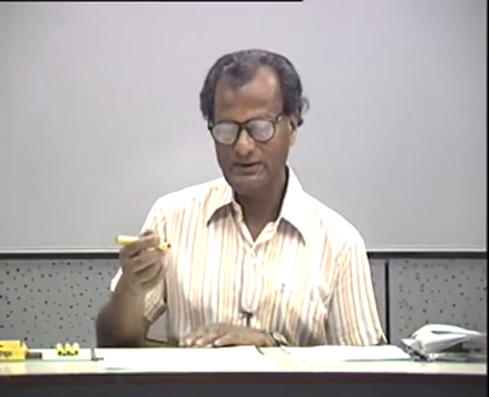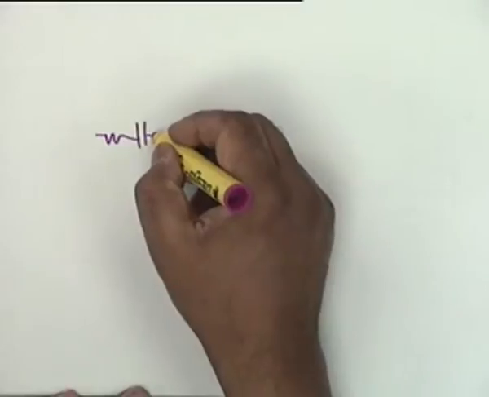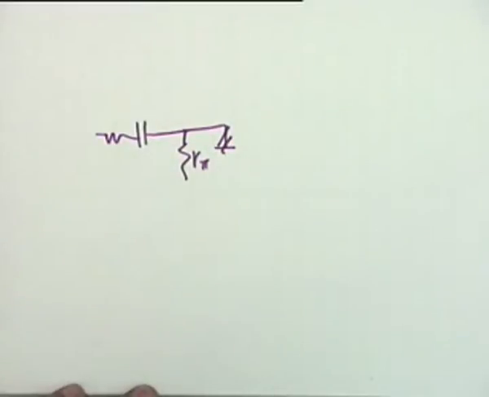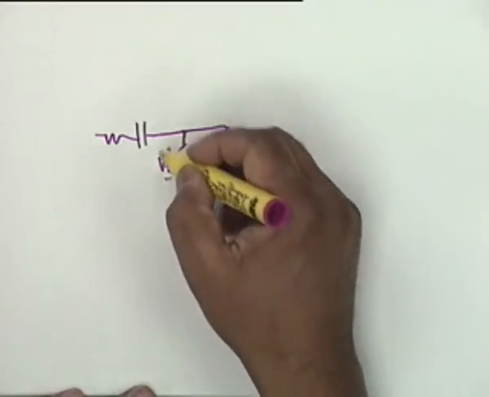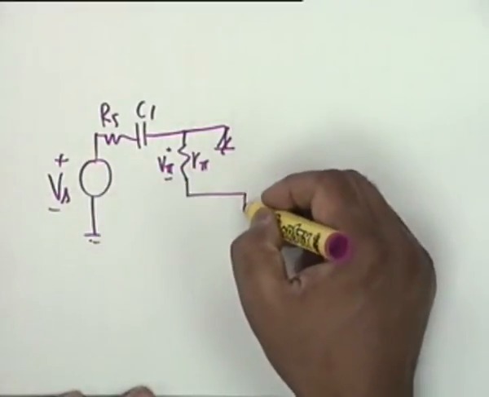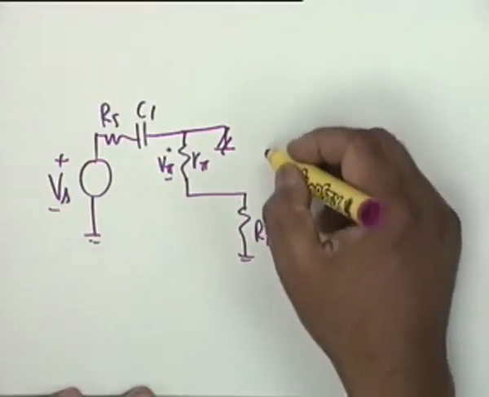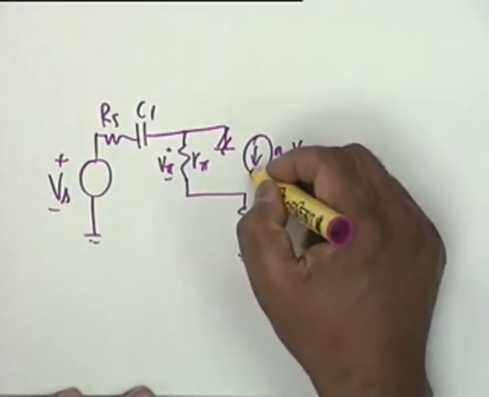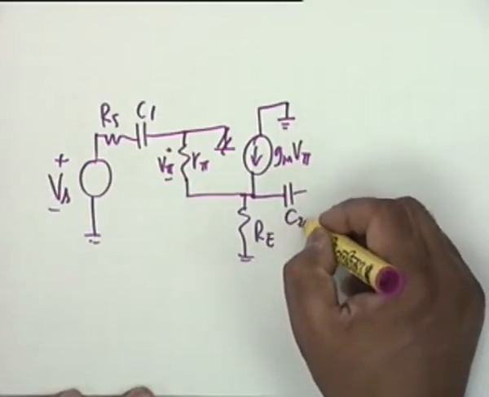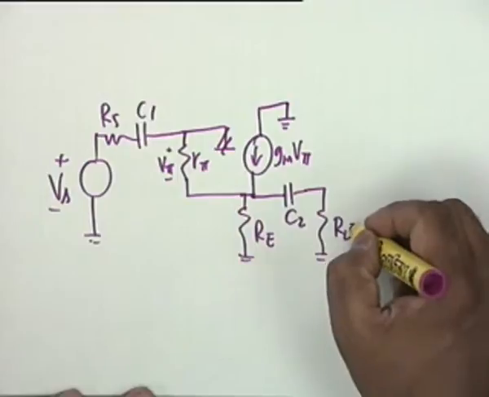Now, it turns out that the exact analysis is involved in this case. If you draw the equivalent circuit, well, we can draw it as well. This is C1 and then R pi, no C pi, because we are doing the low frequency. Okay, so this is V pi, this is C1, RS, Vs, then this goes to Re, which is 1K, and there is a GM V pi. This goes to ground, and then you have the C2 and RL, which is 1K.